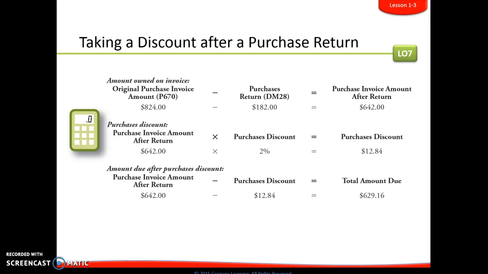$629.16. When we look at this, if we're going to return merchandise, they're not going to give us that 2% discount on the amount that we returned as well. So that's why we need to figure out how much that invoice is after the return and then figure out our discount.